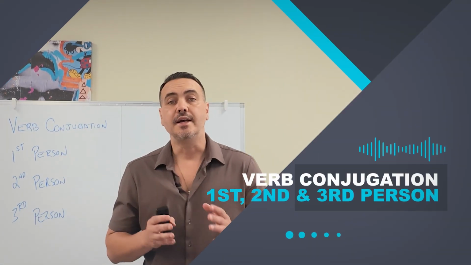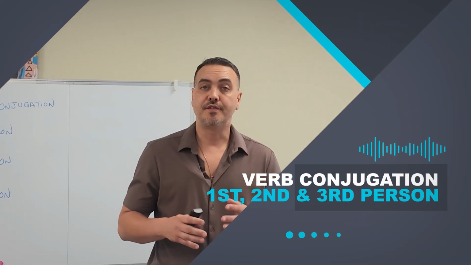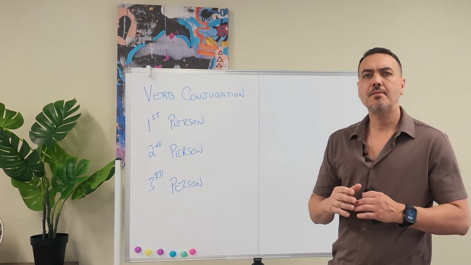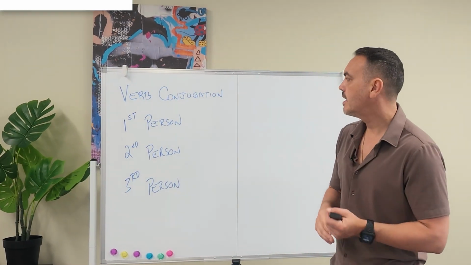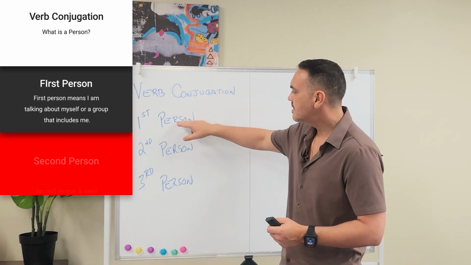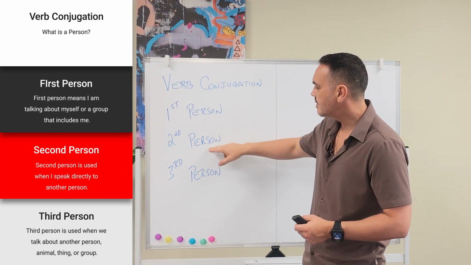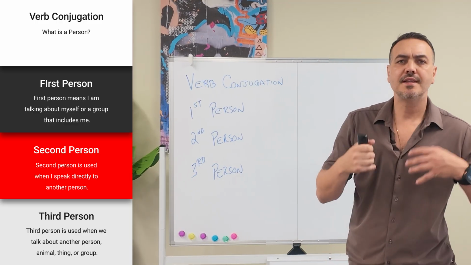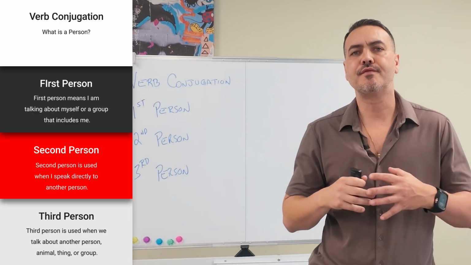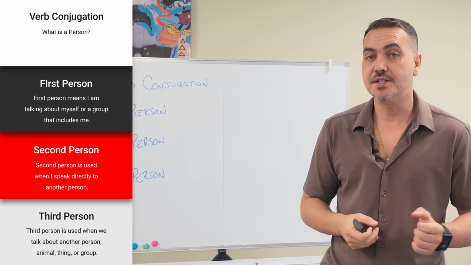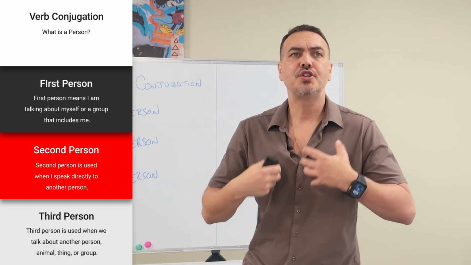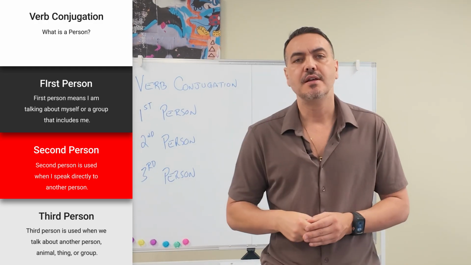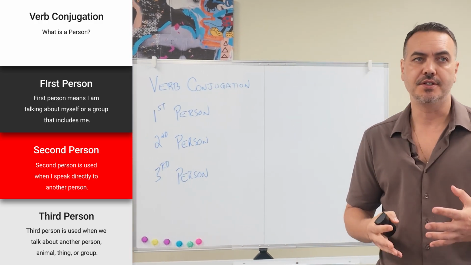Okay, guys, today we're going to talk about verb conjugation. And when we talk about verb conjugation, we're talking about first person, second person, and third person. Okay? In this lesson, you're going to learn how English verbs, which is the action word, change depending on who is doing the action. This is called verb conjugation.